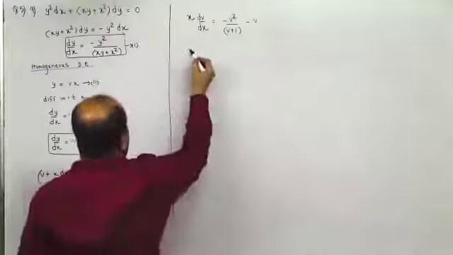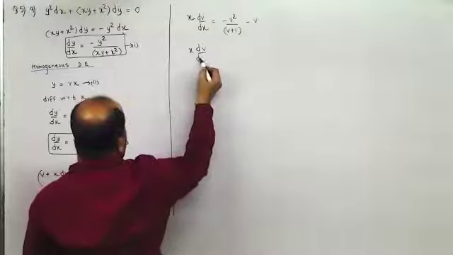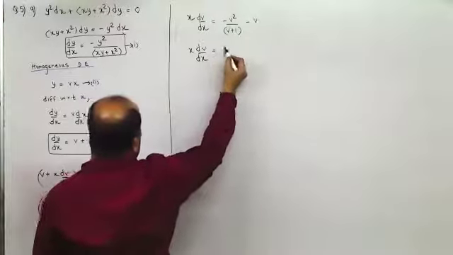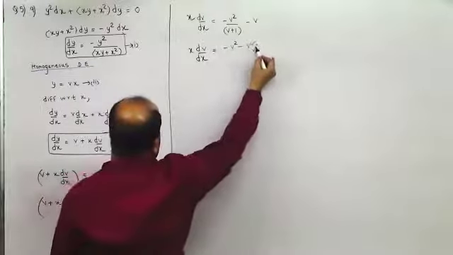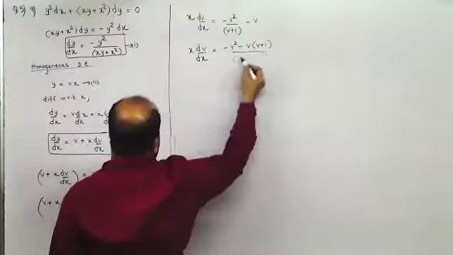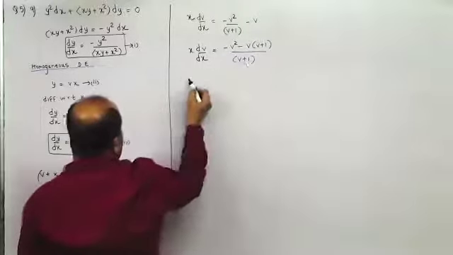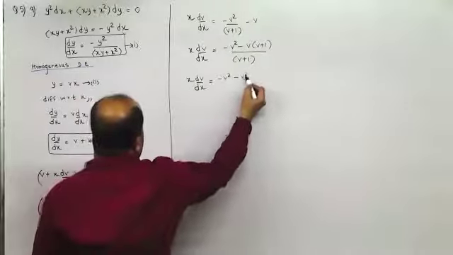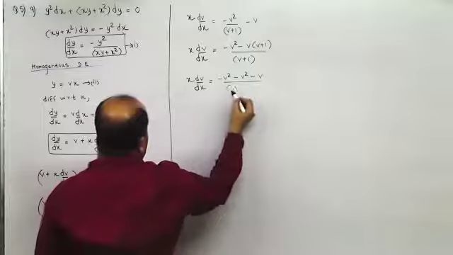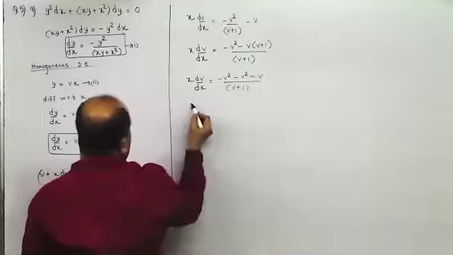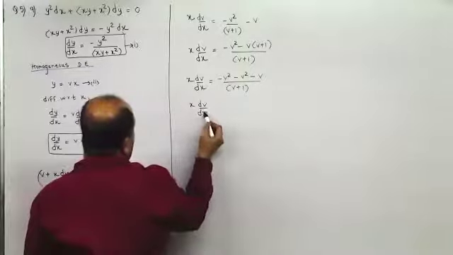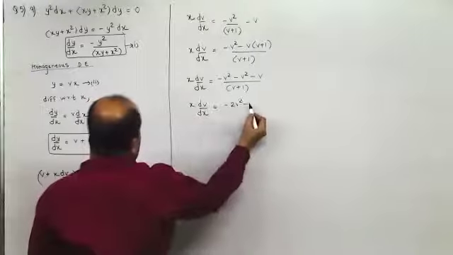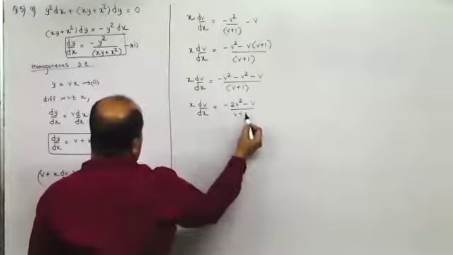Now, here I write this as x dv by dx. I have been able to separate x and v terms. Here, minus v square minus v into v plus 1 divided by v plus 1. So this would be x into dv by dx equal to minus v square minus v upon v plus 1. So this would be x into dv by dx equal to minus 2v square minus v upon v plus 1.